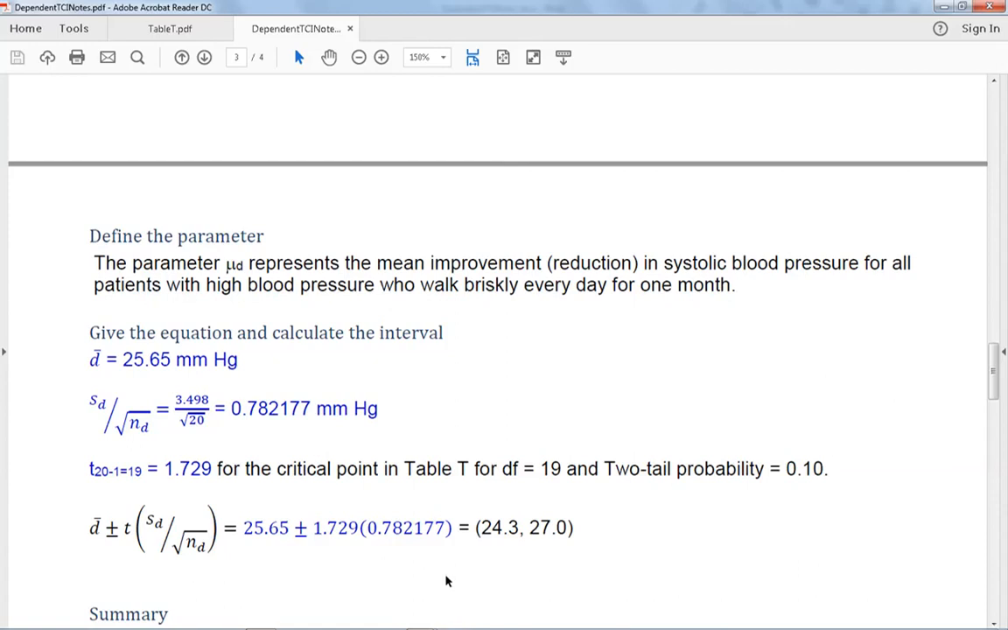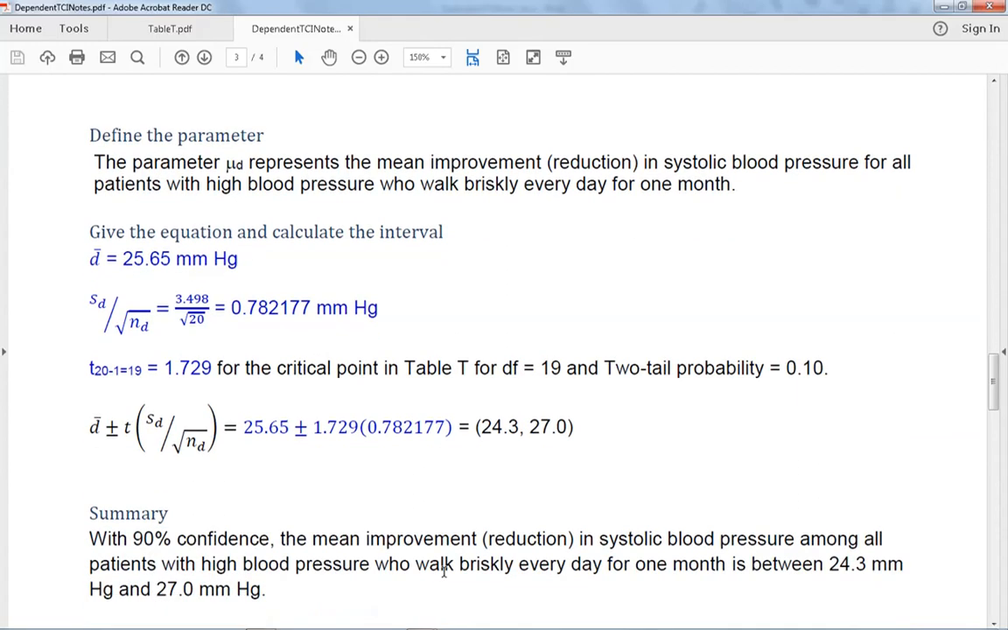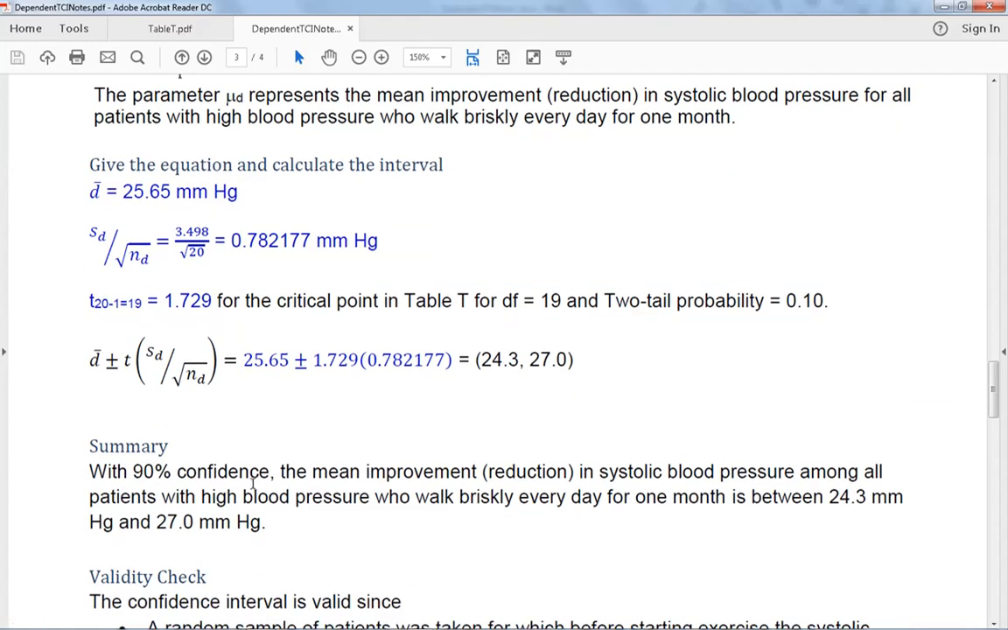Then what we would do is write our summary. So with 90% confidence, the mean improvement, or the mean reduction in systolic blood pressure, among all patients who have high blood pressure who walk briskly every day for 30 minutes for a month is between 24.3 millimeters of mercury and 27.0 millimeters of mercury.